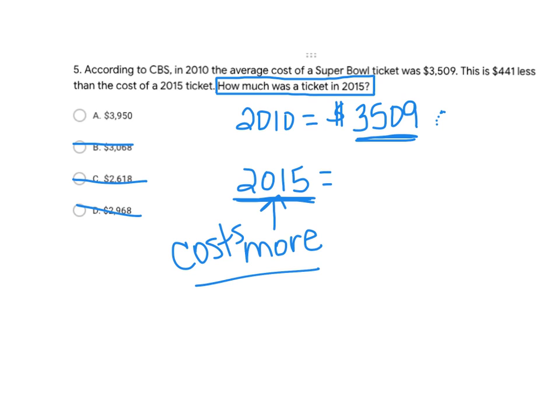Well, let's do it the math way. So 3509 equals x, which is the 2015, plus, oh shoot, sorry, I knew that was wrong, minus. See, I still get a little twisted up with these.